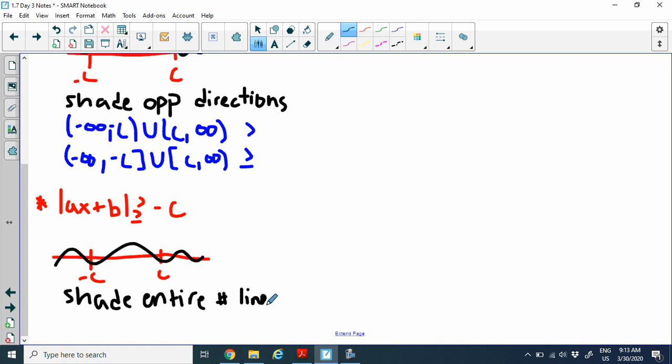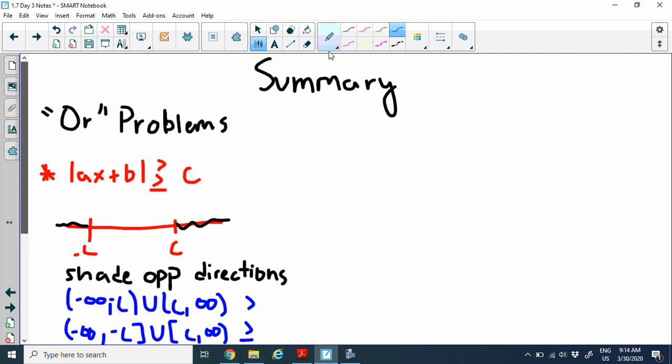And so for interval notation, and this will be the same whenever you're shading the entire number line, it will go from negative infinity to positive infinity. So anytime you have an or problem, if it's a positive c, that means you will shade opposite directions, and your interval notation will look similar to this. If you have an or problem and it's a negative c, then what you need to do is shade the entire number line. Still make sure you solve for both of them. And for your interval notation, negative infinity to positive infinity.